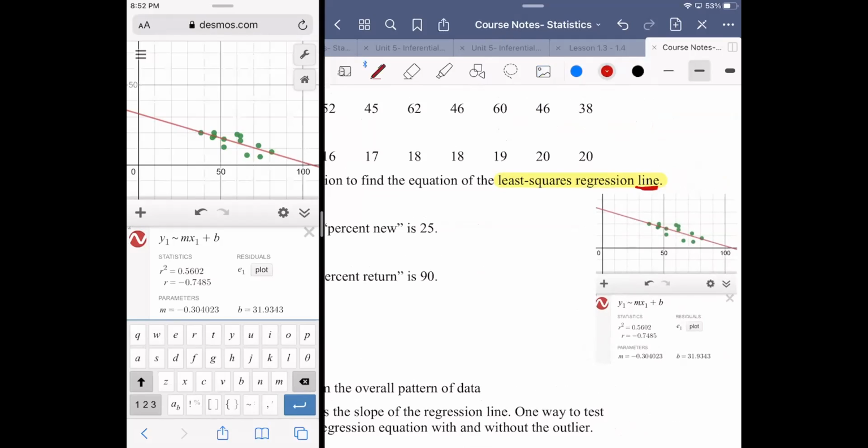Right? So y equals mx plus b. y equals negative 0.304 x plus b, which is 31.934, going 3 significant. 31.934.